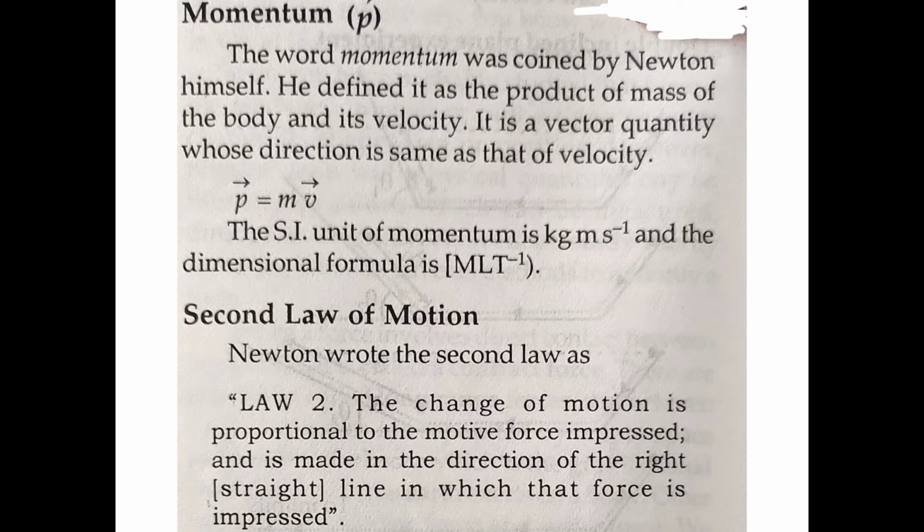Momentum is the quantity of motion. It's simply the product of mass and velocity. It is a vector quantity. Its unit is kilogram meter per second. Dimension formula is MLT^-1.